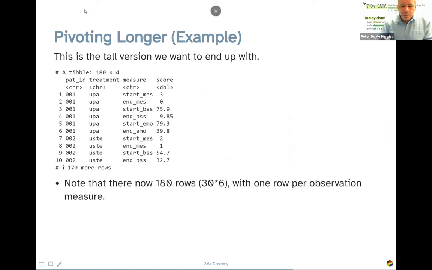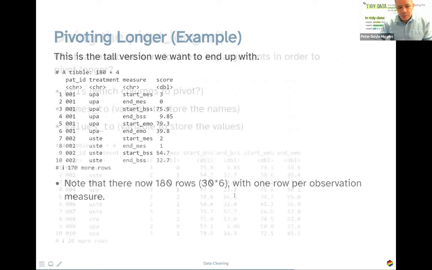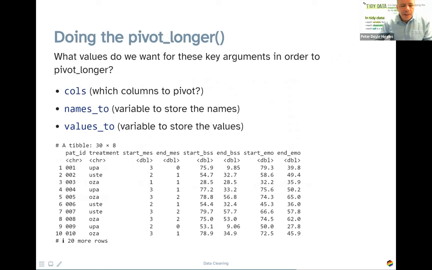So the tall version we want to end up with, you can see there are now 180 rows and 4 columns, 30 times 6, so there's 1 row per observation measure. So that worked, that makes sense. The question is, how are we going to do it? And the key is defining for the arguments, which columns are we going to pivot? Where are the names for each variable going to go? And where are the values going to go?